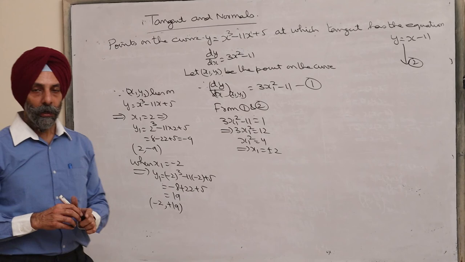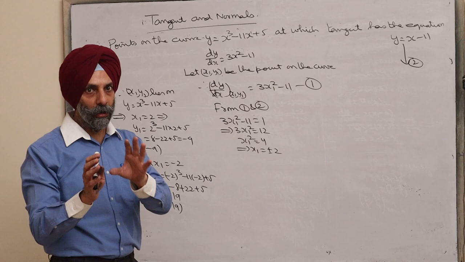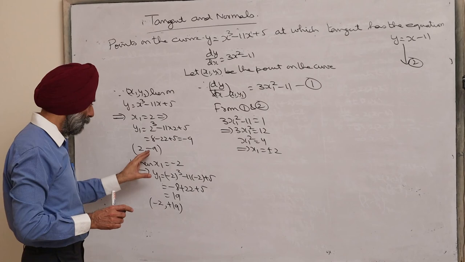Now there is a twist in this question. We are not simply supposed to find points on the curve, because the question says the tangent has the given equation. That means we have to check whether these two points satisfy this equation or not.